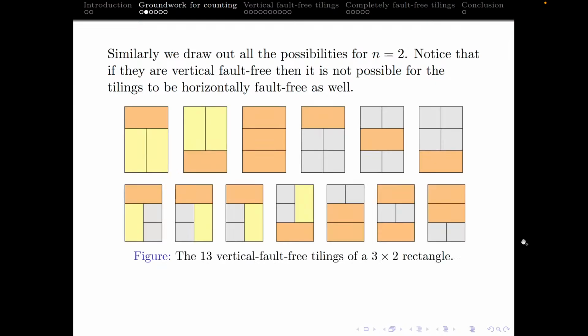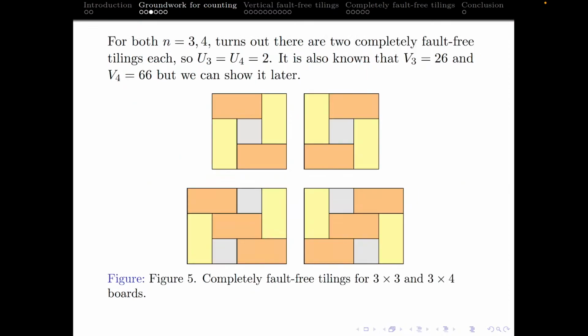Similarly, we can draw out n equal to 2, and again we cannot have any completely fault-free tilings, so they have to have some horizontal faults, and these are all the 13 different tilings which are vertically fault-free. So v_2 equals 13 and u_2 equals 0.